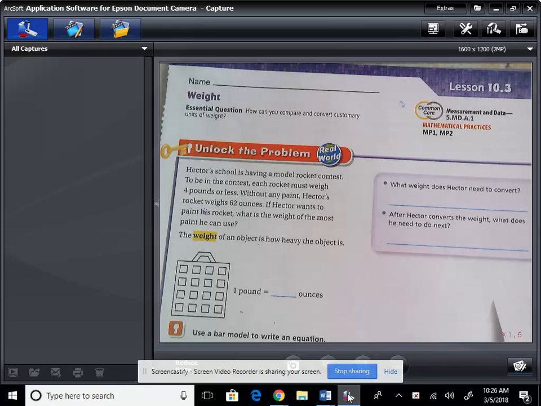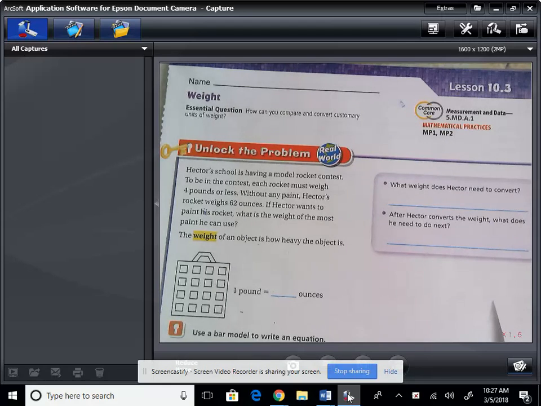Hector School is having a model rocket contest. To be in the contest, each rocket must weigh 4 pounds or less. Without any paint, Hector's rocket weighs 62 ounces. If Hector wants to paint his rocket, what is the weight of the most paint he can use?